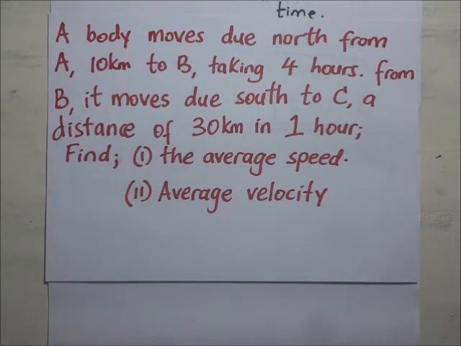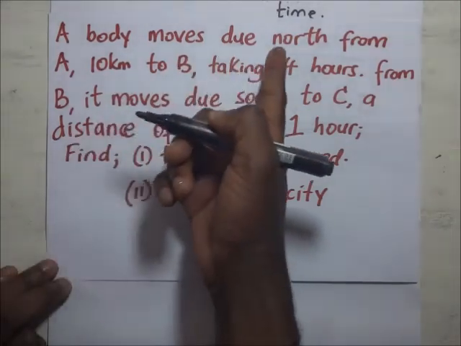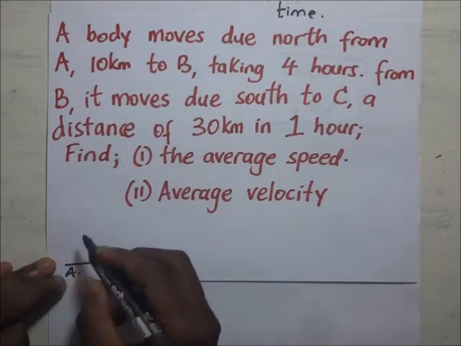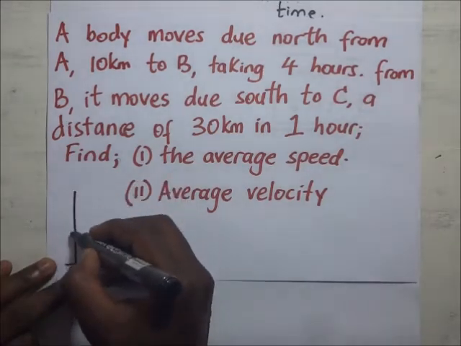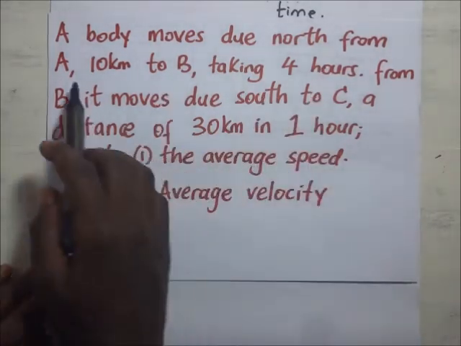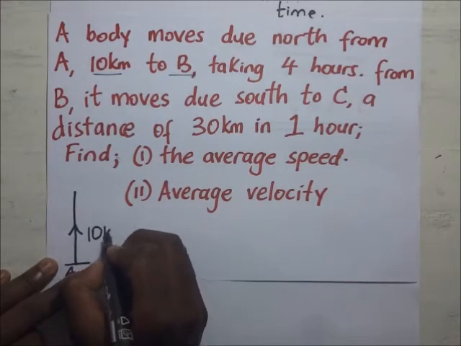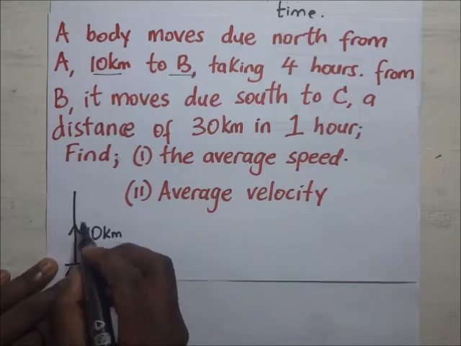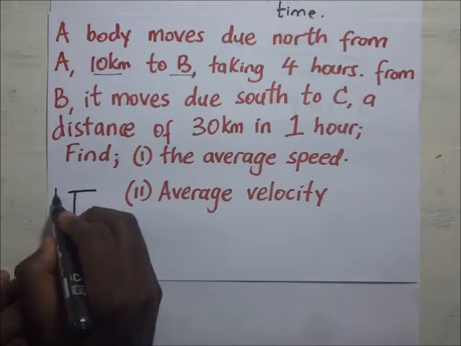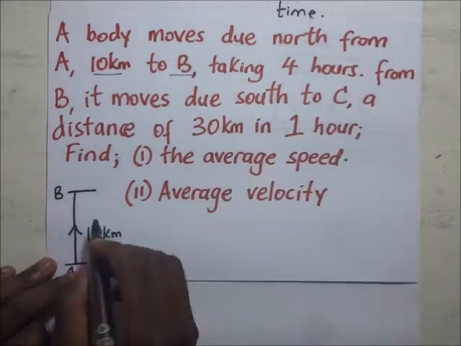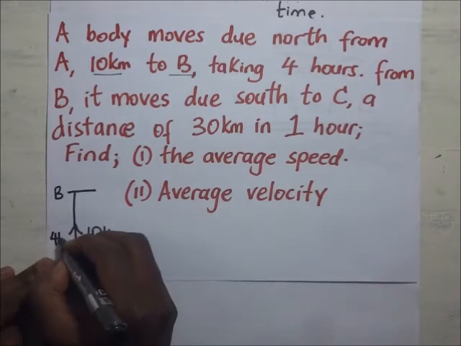So we'll summarize this question right away with a diagram. We are having a body here, it's moving due north from A. So if this is point A, this body is moving up due north, point A, 10 kilometers to point B. So it's traveling a distance of 10 kilometers to a point up here we're calling point B for 4 hours. So the time taken here is 4 hours.